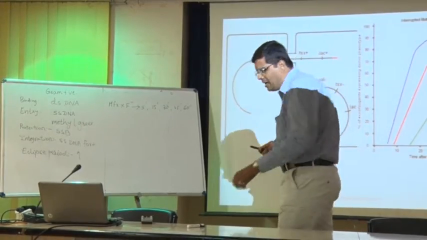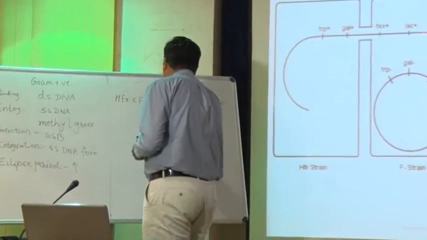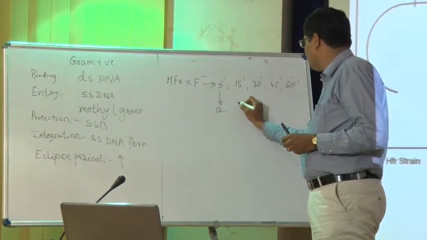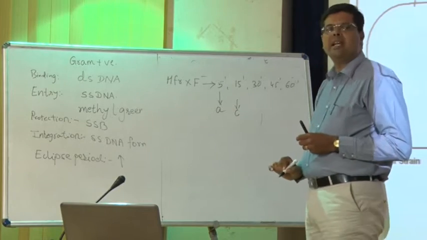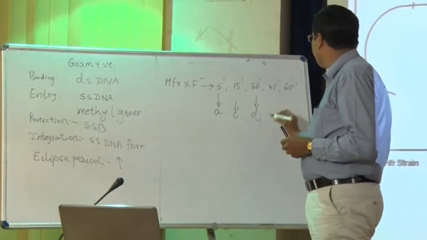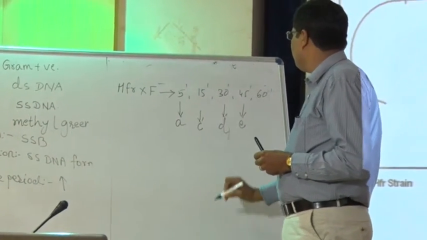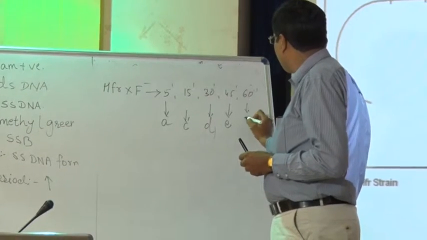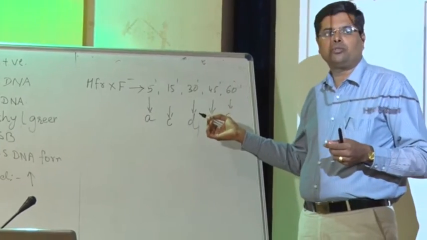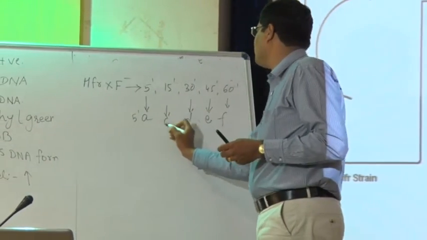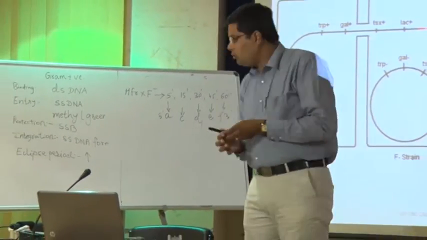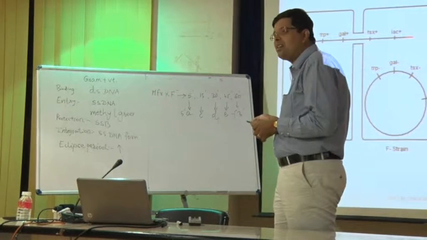So for example, I have the marker A which is getting entry at 5 minutes, marker C which is getting entry after 15 minutes, marker D which is getting entry after 30 minutes, marker E getting entry after 45 minutes, and marker F which is getting entry after 60 minutes. So the sequence on the chromosome that we get, 5 prime A C D E F 3 prime, will be present on the chromosomal DNA of the HFR strain.